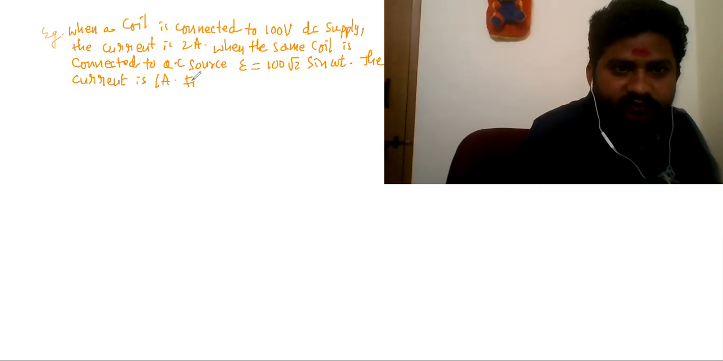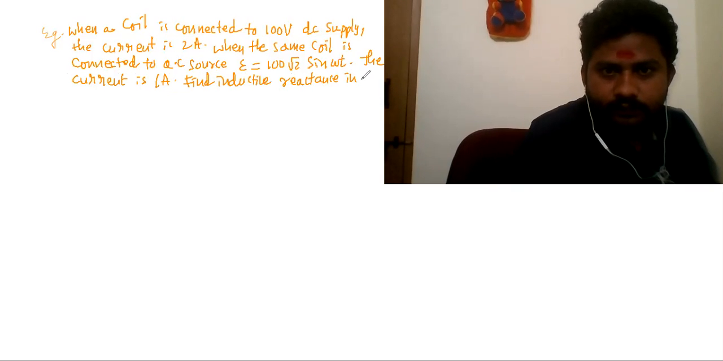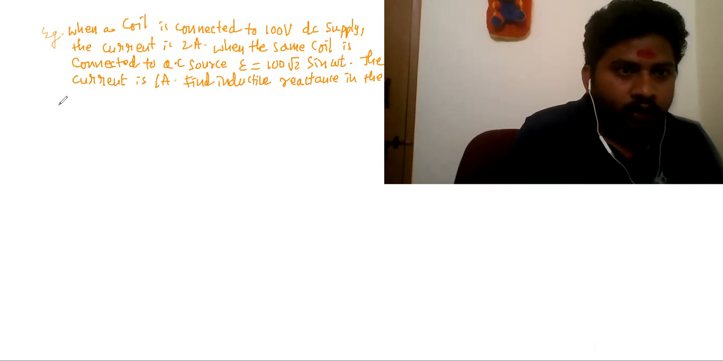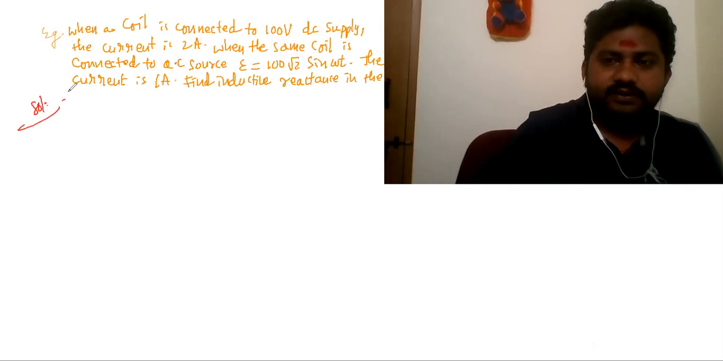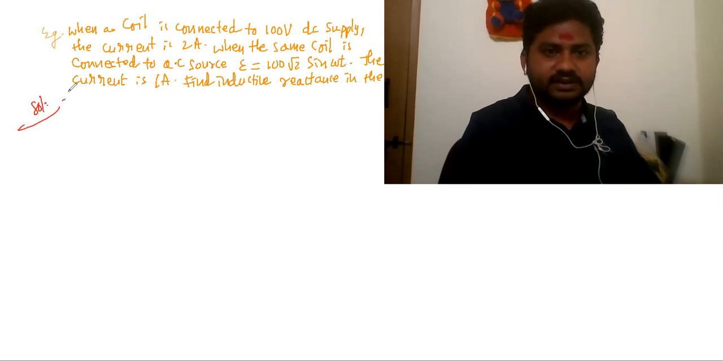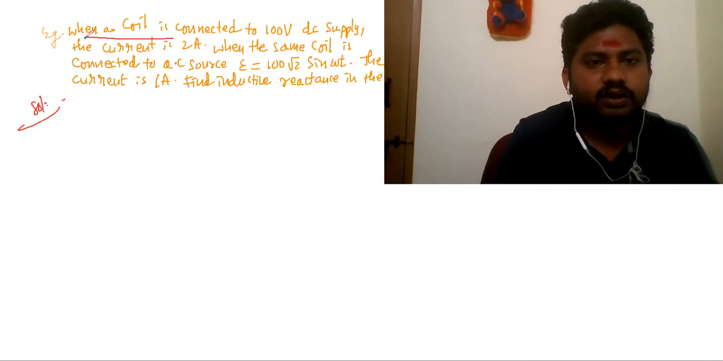Now the question is, find the inductive reactance in the circuit. What is that? Finding the inductive reactance in the circuit. So it's so simple here. So let's read the question step by step. So what is the question given? When a coil is connected to a 100-volt DC supply, the current is 2 ampere.